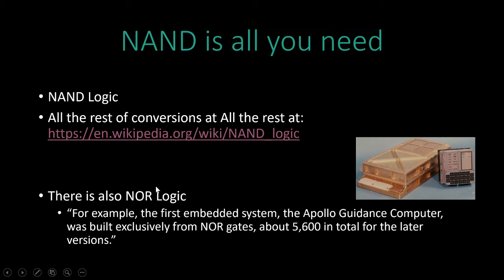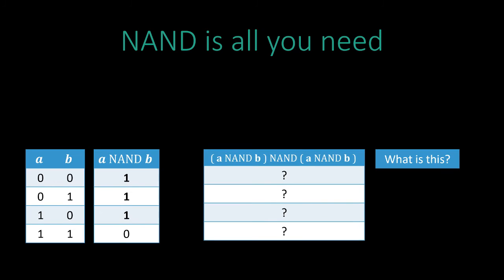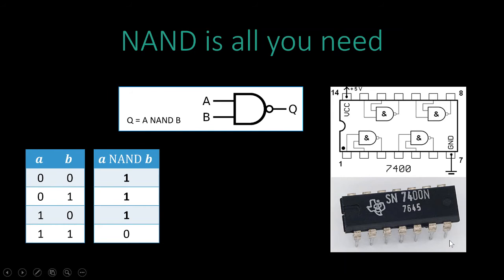And so there is also NOR logic, which is the same thing but using not OR, NOR. For example, the first embedded system, the Apollo guidance computer, was built exclusively from NOR gates. About 5,600 NOR gates in total. So this means that the Apollo computer just had NOR operators, chips like this, and all of them did just NOR.